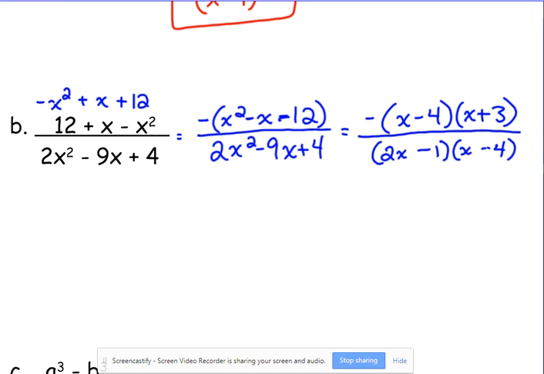Again, I've been factoring forever. That's why it comes so quickly and easily to me. Do not be freaked out by that if it takes you a little bit longer. Okay. x minus 4 in the top and the bottom, so we cancel those.